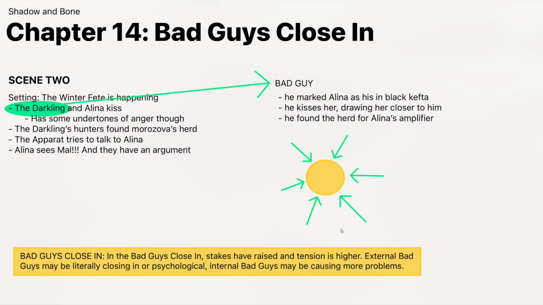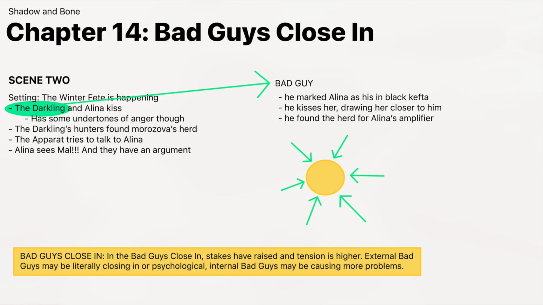So this beat looks a little bit different, I will admit, than some other beats, but I think that's a good thing to show. Not always does the bad guys close in beat have to be a literal group of bad guys hunting them down and closing in. That does happen in a couple chapters, but it's actually not the bad guys close in beat.